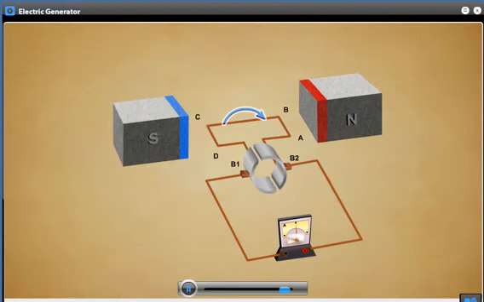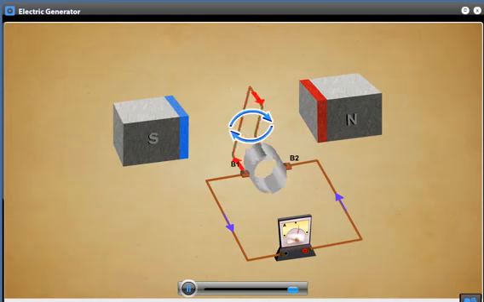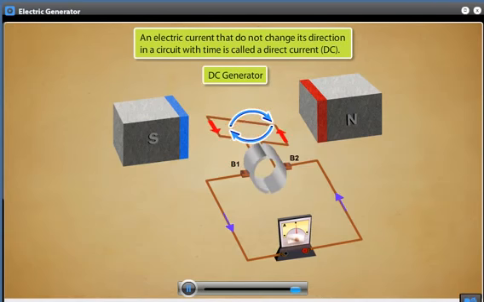At the first half turn of the coil, the contacts between the commutator and the brushes get reversed. Each brush now touches the opposite segment from the one it had been touching during the first half turn. By doing so, the brushes keep the current moving in one direction only. Such a device, which generates a direct current that flows in only one direction, is called a DC generator.